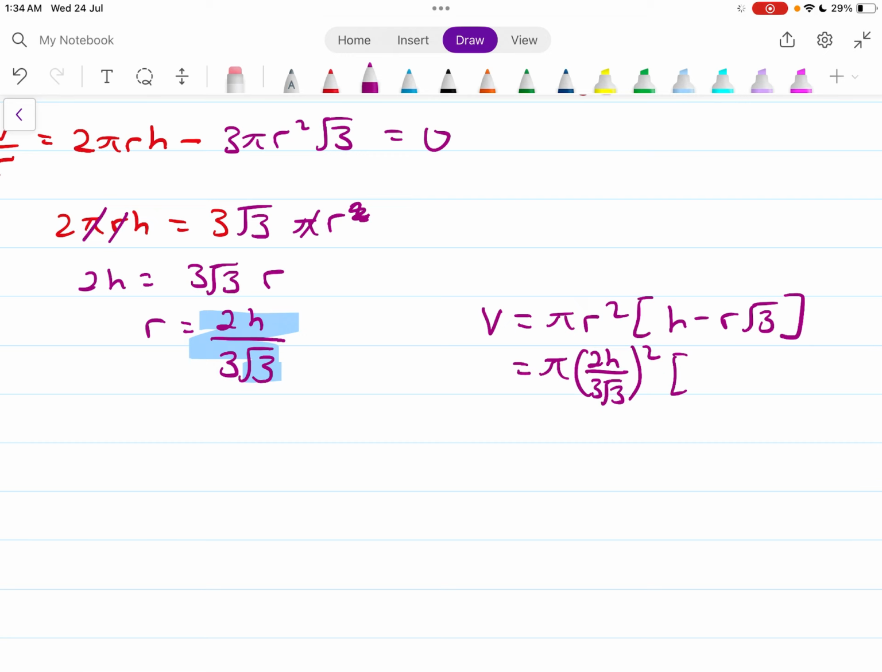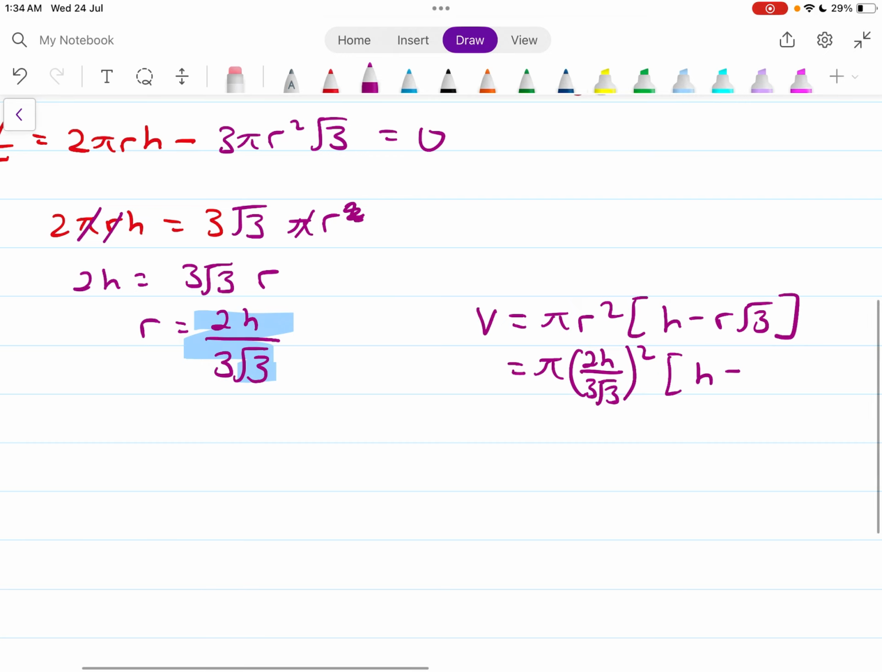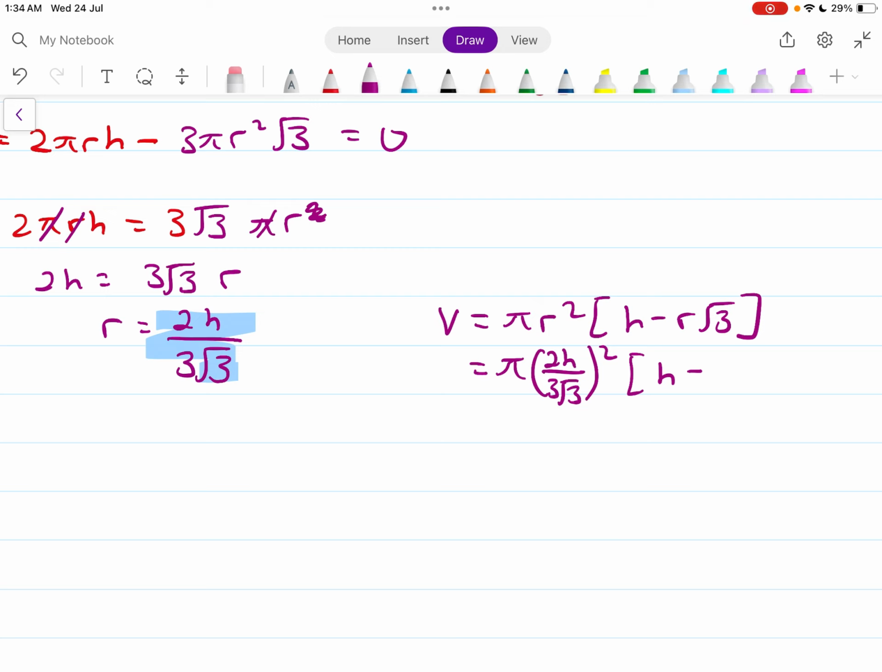Then this one, h minus r square root 3. Right? So 2h over 3 square root 3. Of course, this thing is this thing, so square root 3 right here. So this part is this thing. Okay, so before you do any expansion, you do the manipulation first, meaning you just do the bracket first, right?